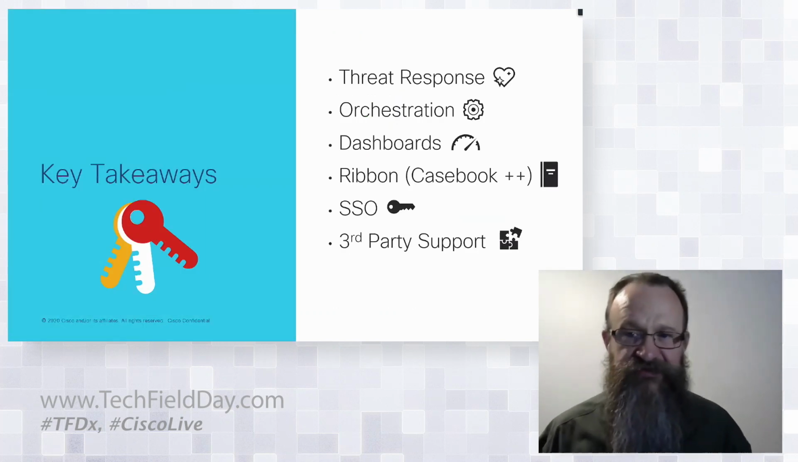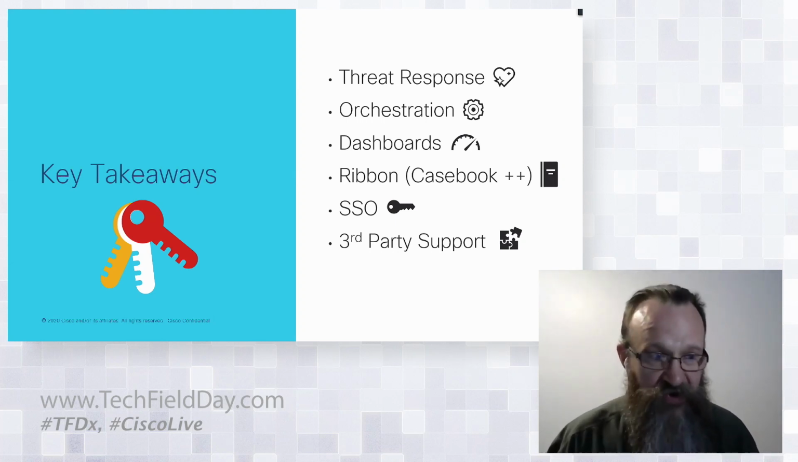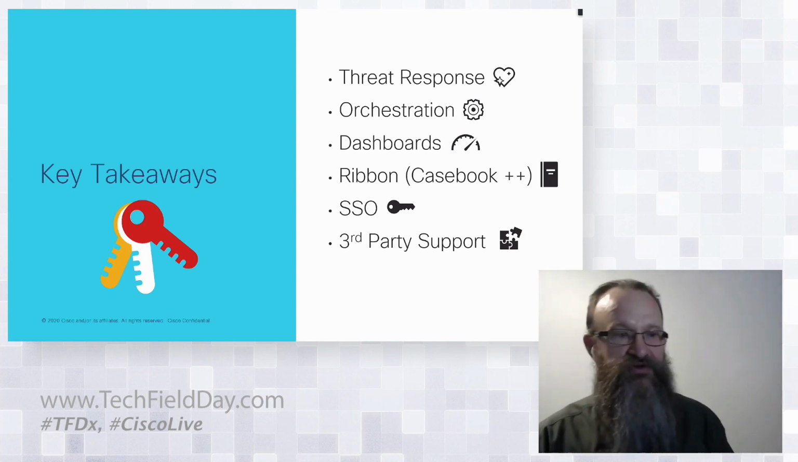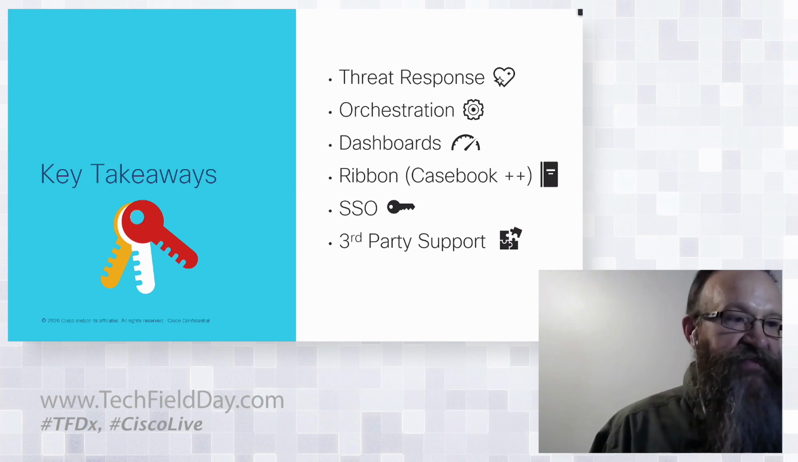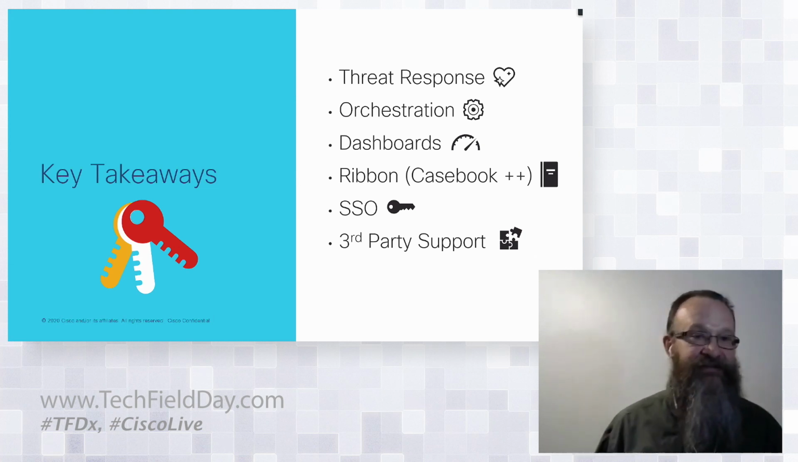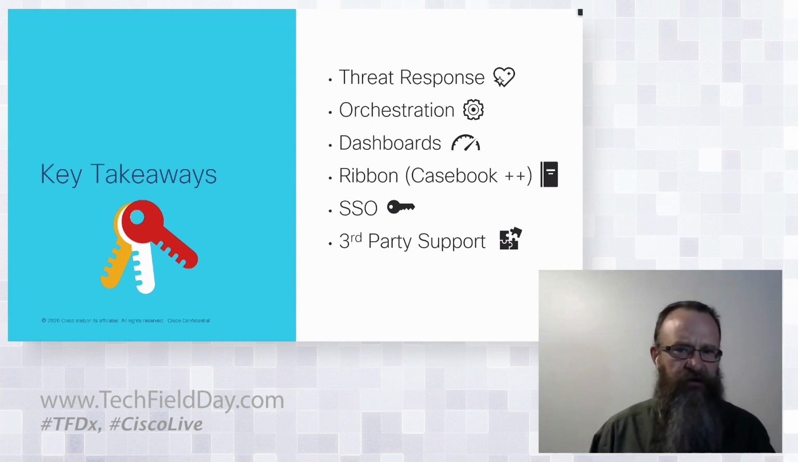So what are the main takeaways of the integration section and the main features? Well, the features themselves are the main takeaways. The things I want you to remember: threat response with the heart emoji, because everybody already knows and loves threat response. Orchestration, the ability to coordinate multiple services together and have them take actions in an automated fashion. The dashboards, the ability to get quick at-a-glance updates on what's going on in my environment right now. The ribbon, which is kind of like Casebook, but even better and more so.